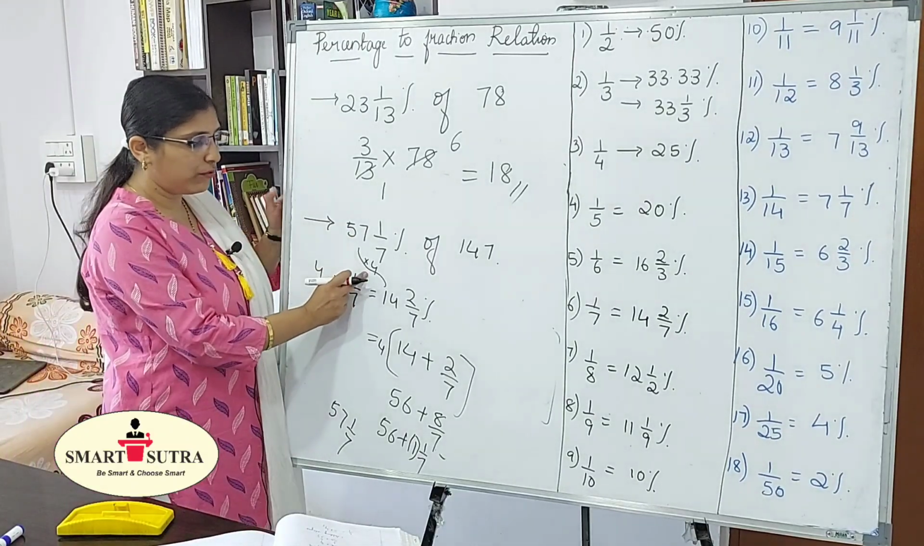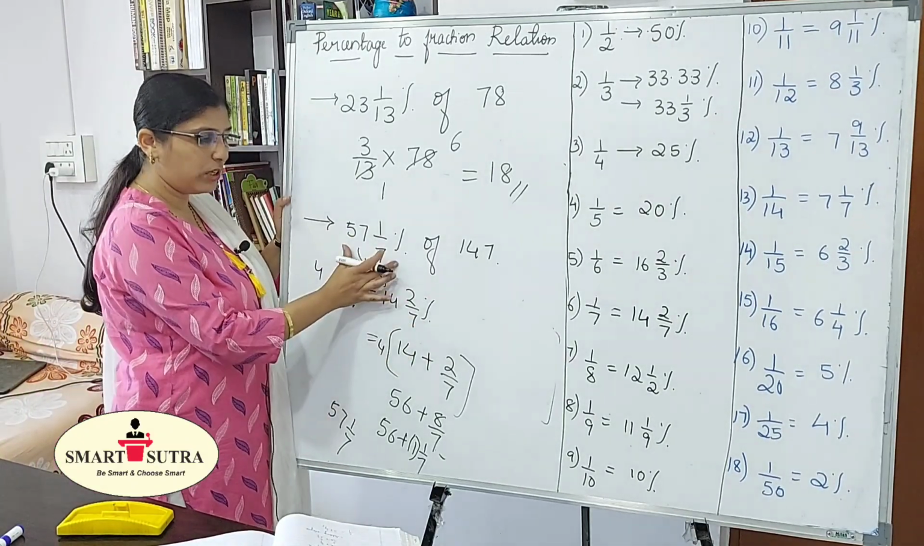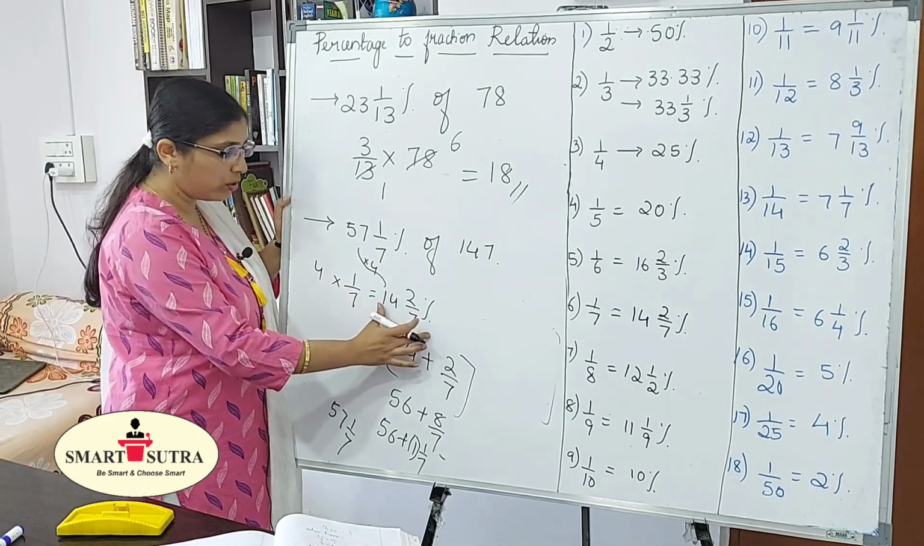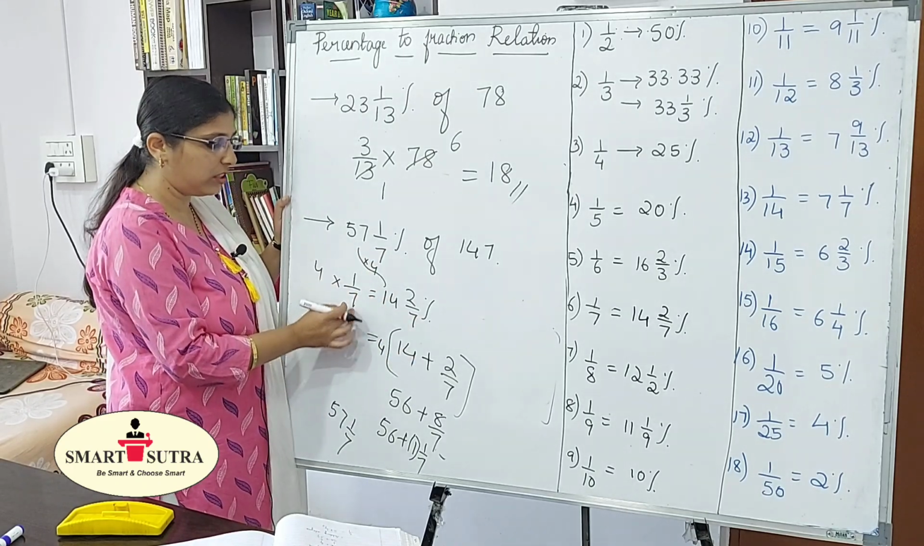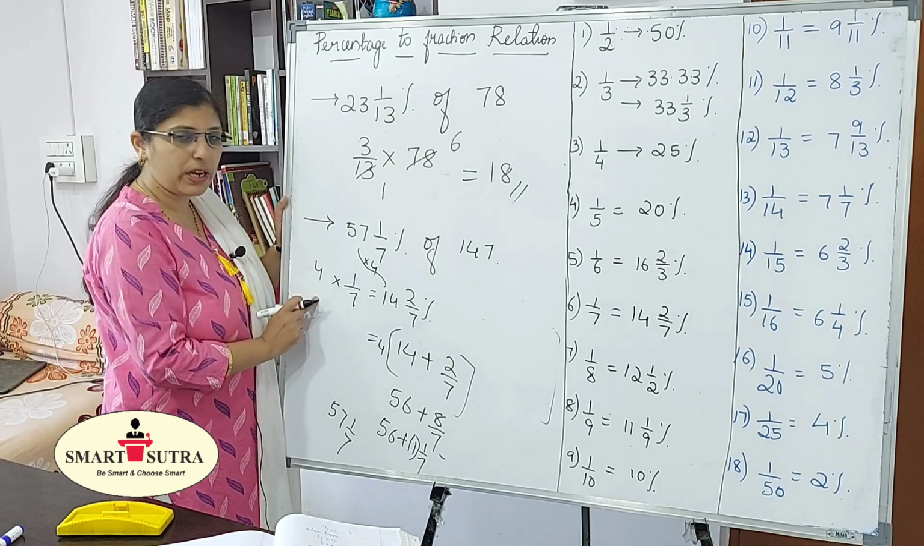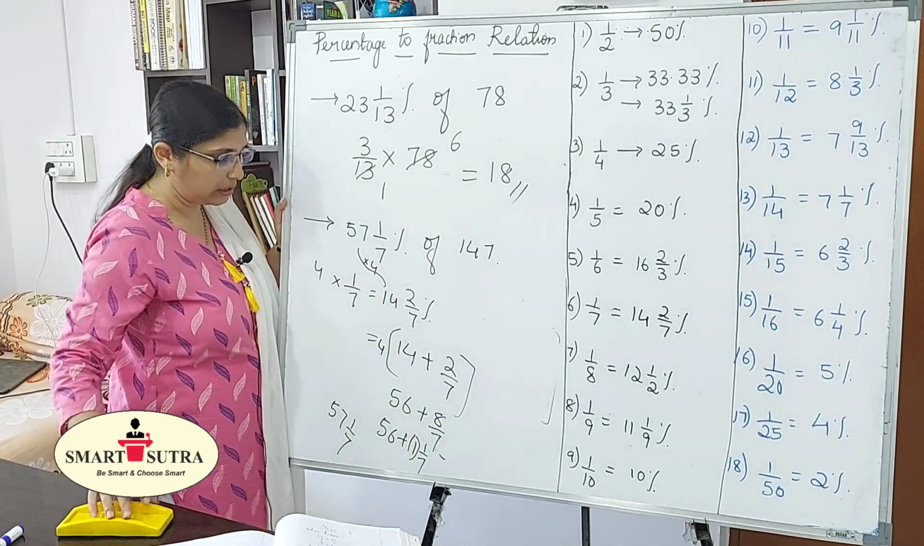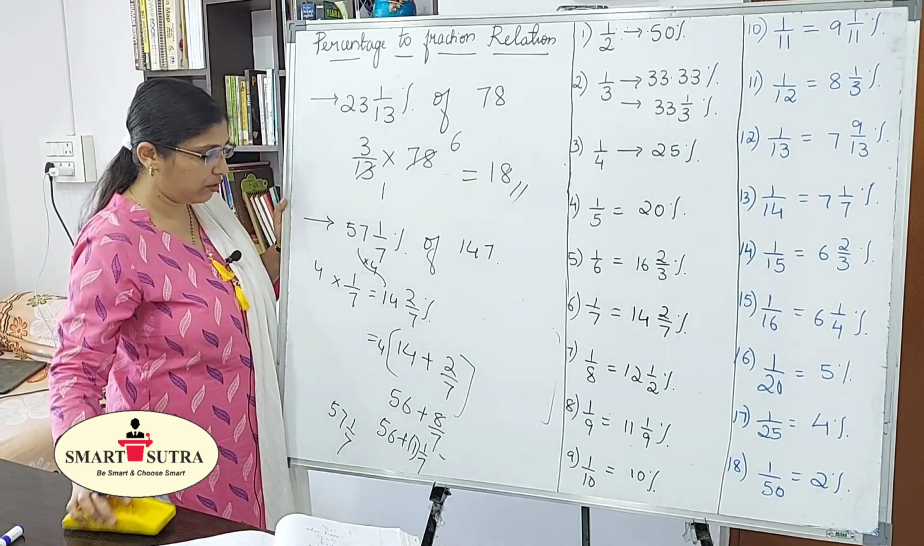So when you multiply this percentage by 4, you will get this. And directly, if you know this percent is equal to this fraction, we can take it as 4 by 7. No need of doing all these things. This is done for you to understand.